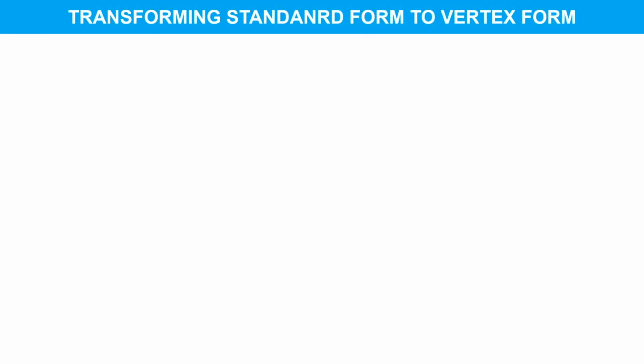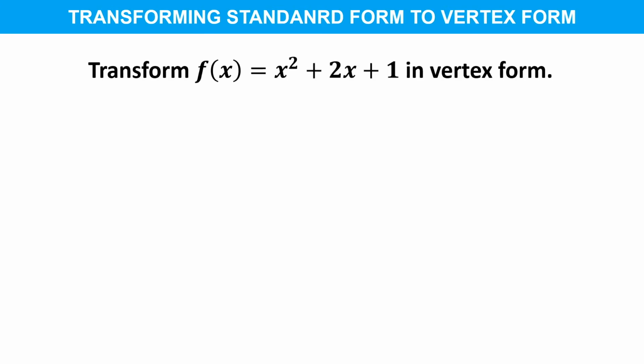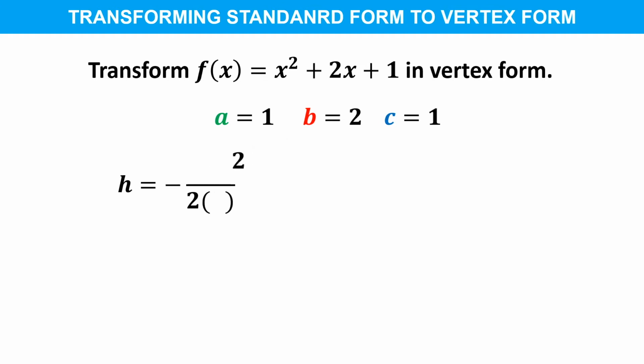Let's do this exercise. Transform f of x is equal to x squared plus 2x plus 1 in vertex form. First, we identify the coefficients. a is equal to 1, b is equal to 2, and c is equal to 1. Compute for the value of h. You can do this by substituting the coefficients to the equation h is equal to negative b over 2a. The value of h is equal to negative 1.